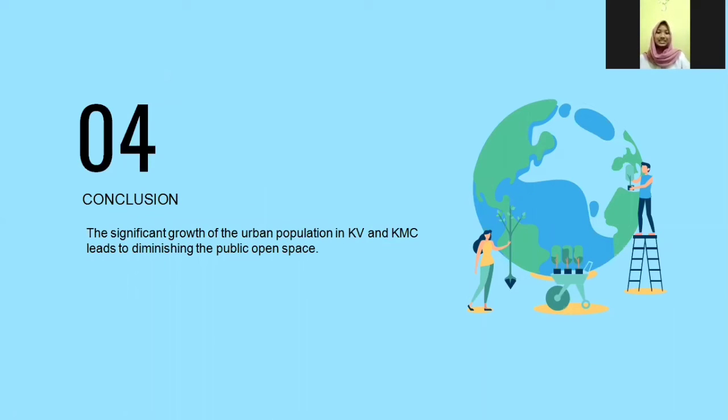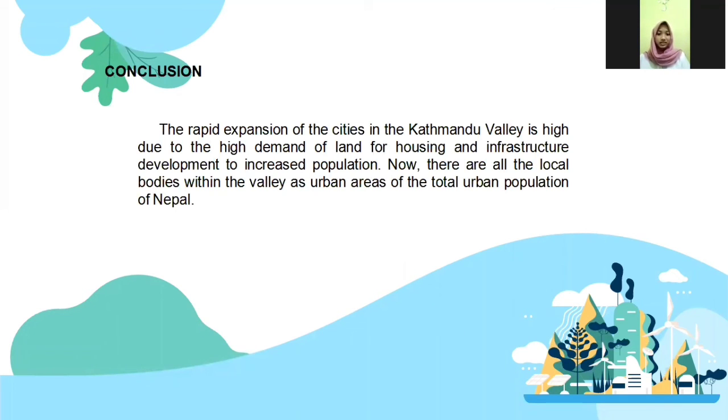Conclusion. The significant growth of the urban population in KMV and KMC leads to diminishing public open space. The rapid expansion of the city in Kathmandu Valley is high due to the high demand for land for housing and infrastructure development for the increasing population. Now all the local bodies within the valley are classified as urban areas, within 18 municipalities, including 2 metropolitan cities. The high rate of immigration and urbanization, driven by encouragement such as speculation and exchange, are the major reasons for decreasing public open space in Kathmandu.